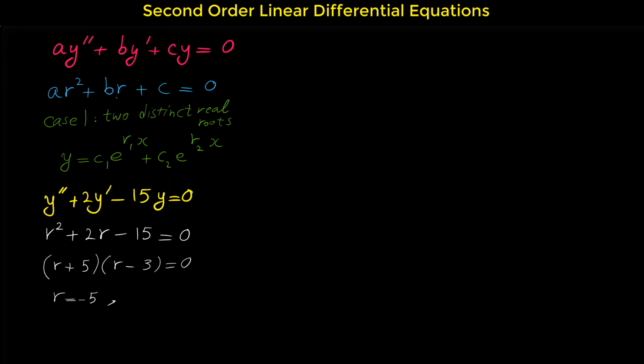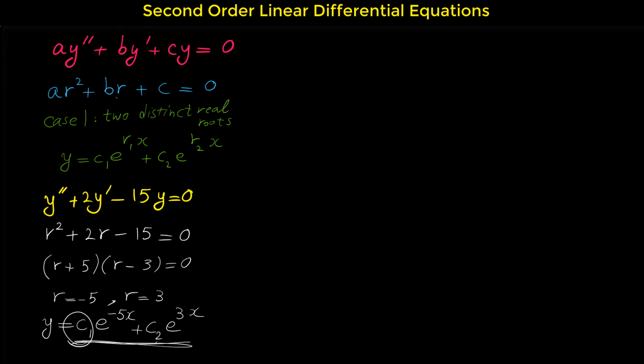And from the other bracket, r equals 3. These two numbers are actually r sub 1 and r sub 2. If we plug in these two numbers in this formula, we can find the solution of this differential equation. So y, the solution of the given differential equation, is c sub 1 e to the negative 5x plus c sub 2 e to the 3x.